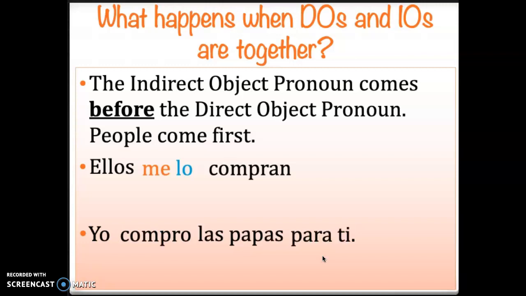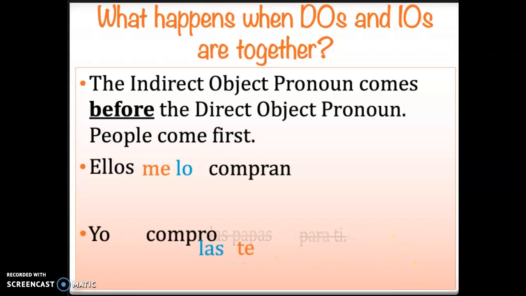Now let's look at the second sentence. Yo compro las papas para ti. I buy the potatoes for you. What am I buying? The potatoes. Whom am I buying it for? For you. Okay? Las papas is feminine plural. So the direct object pronouns will be las. Te, it is the indirect object pronoun. If we were to rewrite the sentence, remember that people come first. Yo te las compro. Okay, buying the potatoes for you.